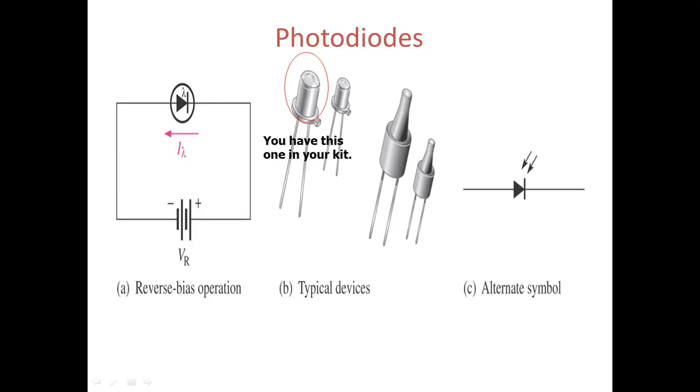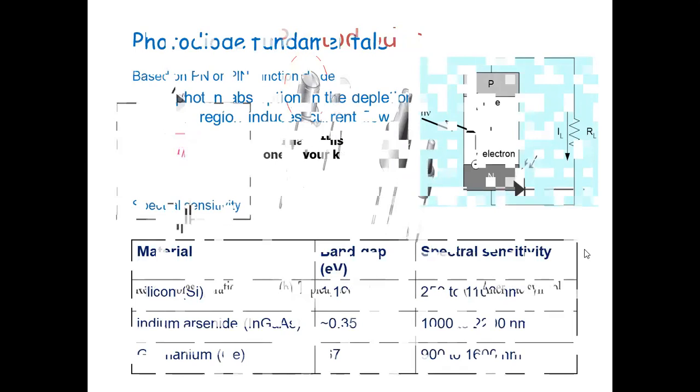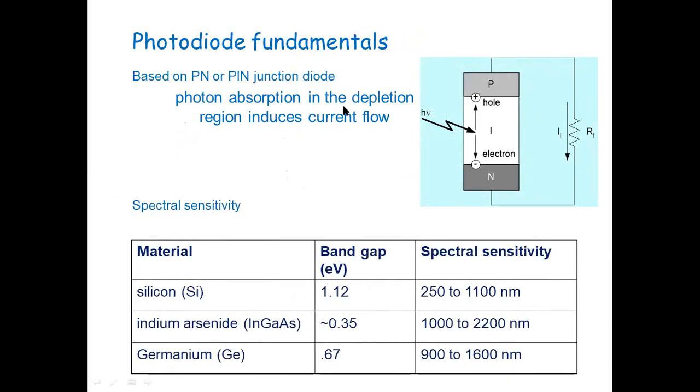Next topic we will go further, which is photodiode fundamentals. Which material we use for the photodiode is also important. For the normal diode, which materials were we using? Silicon and germanium, yes.